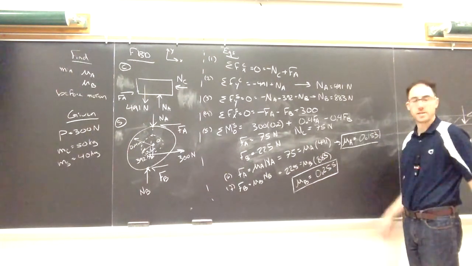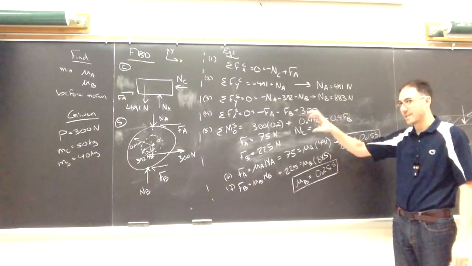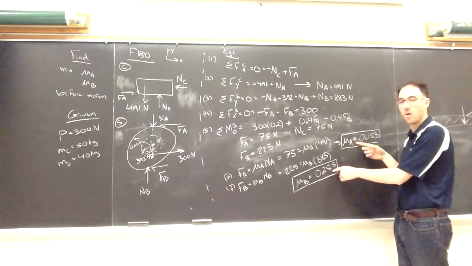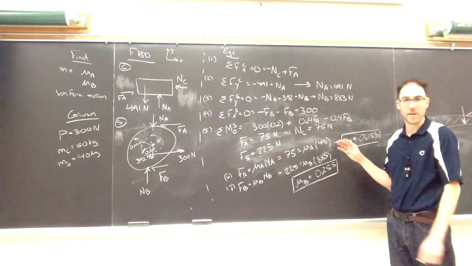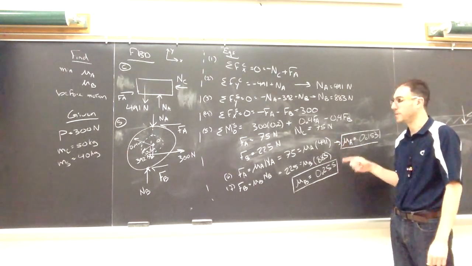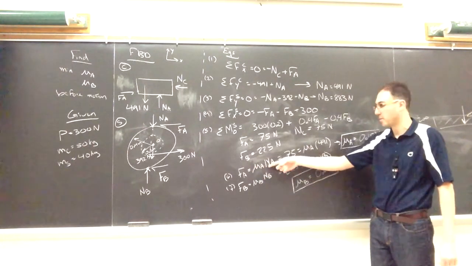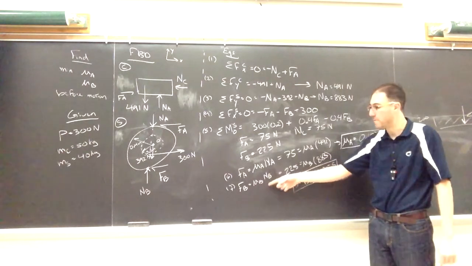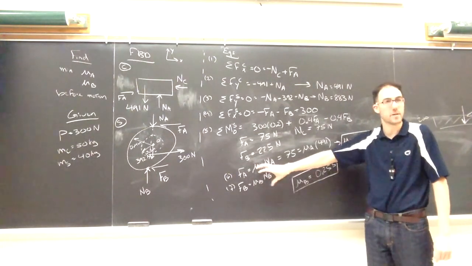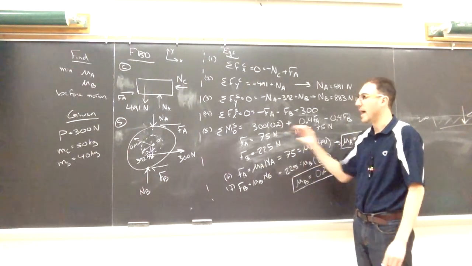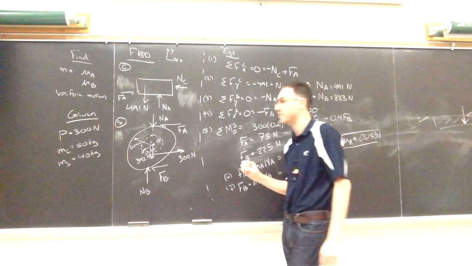These are the smallest the coefficients can be because it's just on the verge of moving here. If either one of these is larger than that, it's still not going to be in motion, but it would just be true that FA would be less than or equal to mu A times NA, or FB was less than or equal to mu B times NB. What we're testing here is kind of that worst case scenario. They're both just about to give out, and the spool is about to slip to the right under these conditions.